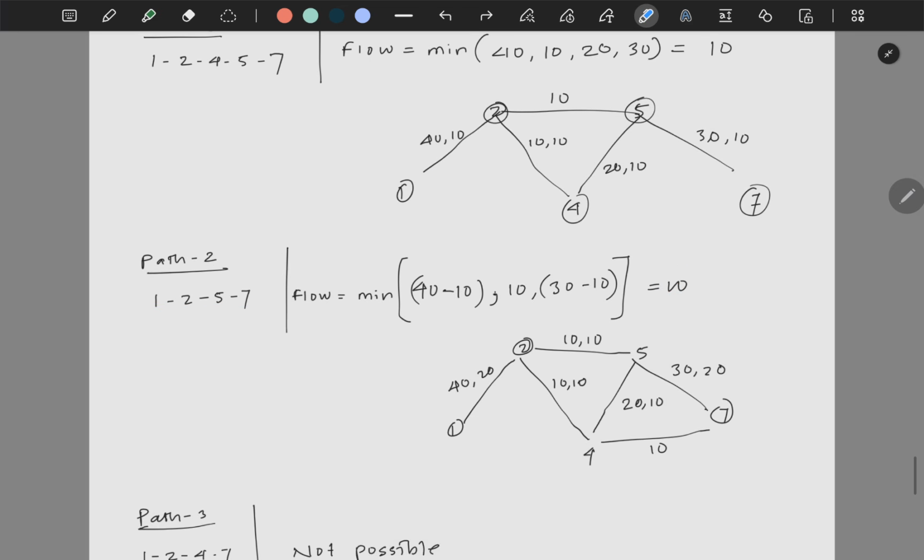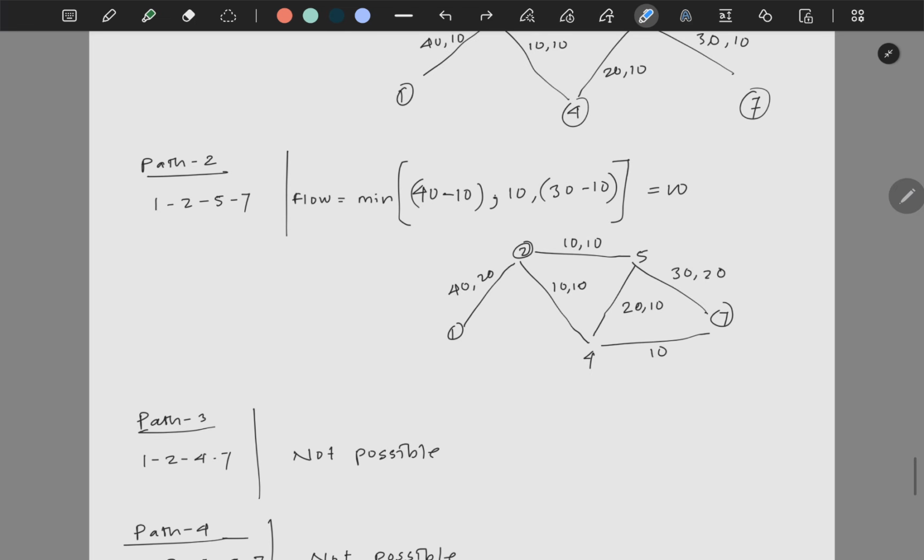So now I'll update the diagram. From node 1 to node 2, it was already 40 comma 10, because another 10 liters is flowing through this path 1 2 5 and 7. So I'll add 10 here. So this will be 40 comma 20, and this will be 10 comma 10, and this was 30 comma 10 before, and now it will be 30 comma 20, right? So this path is complete.